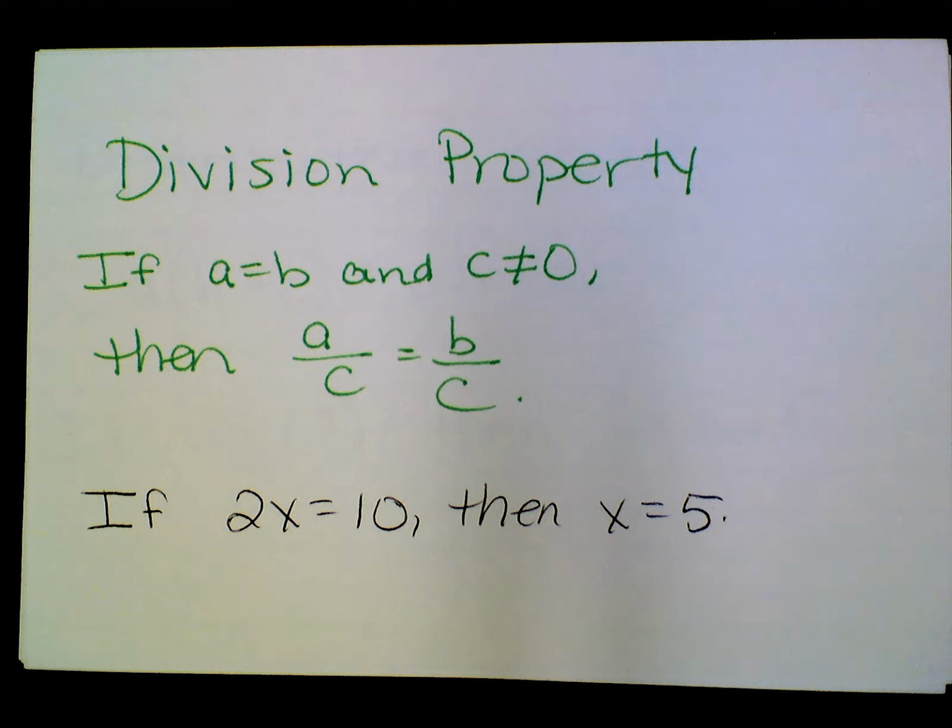For the division property, if A is equal to B and C is not equal to 0, then A divided by C would equal B divided by C. We have to put in here that C cannot be equal to 0 because you are not able to divide by 0. For example, if 2x equals 10, we could divide both sides by 2, and then x would equal 5.